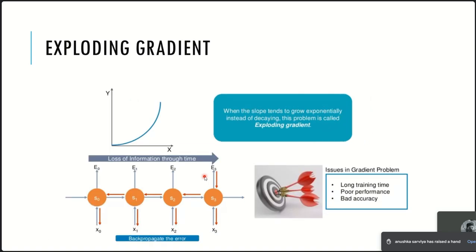Now, the opposite to this is your exploding gradient problem. That is when the slope tends to grow exponentially instead of decaying. I mean, the error keeps increasing. And the issues with this vanishing or exploding gradient are long training time, poor performance and bad accuracy.